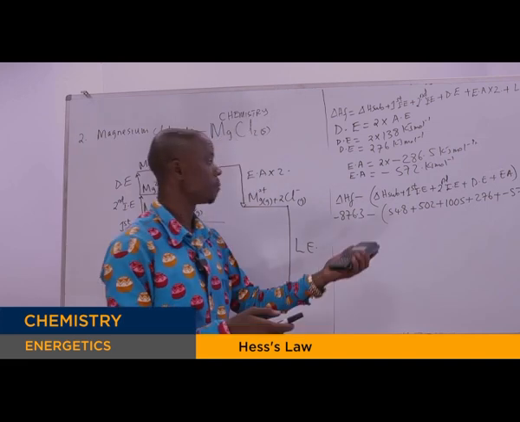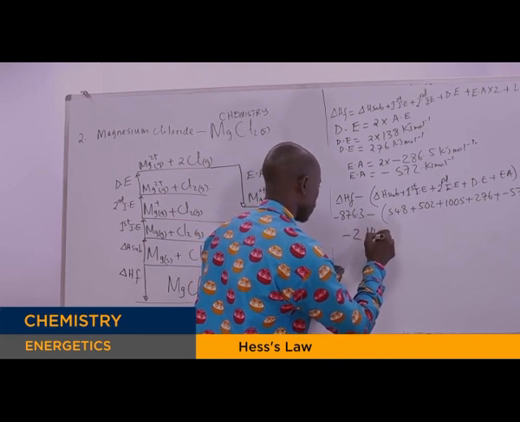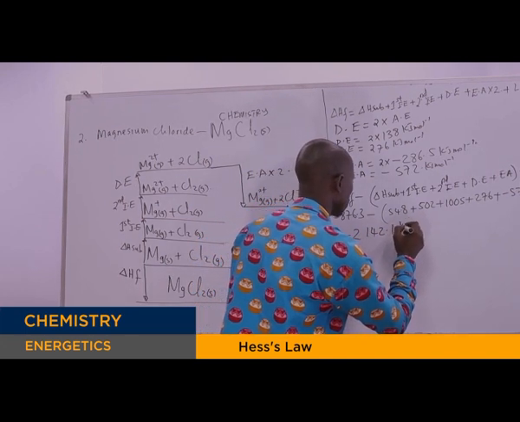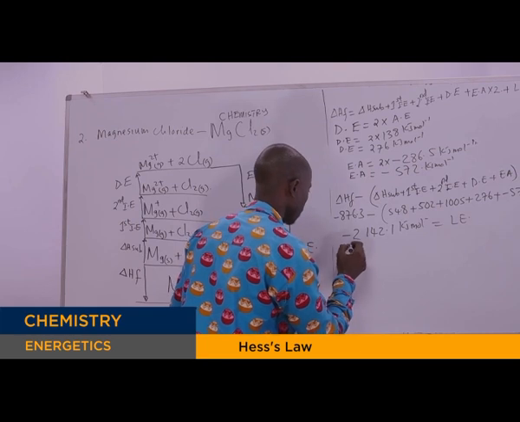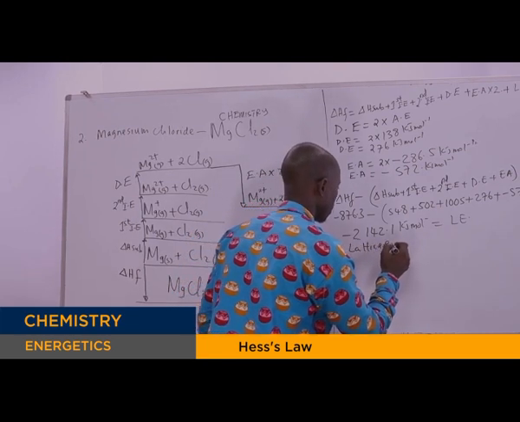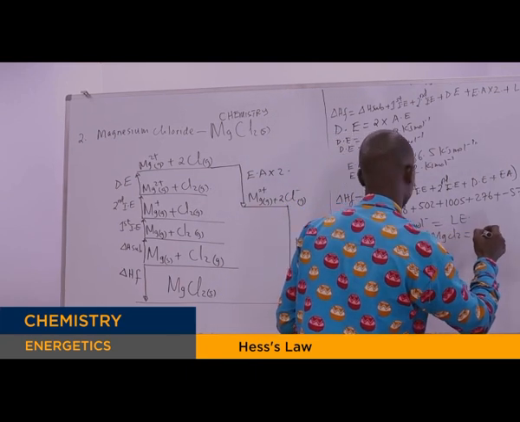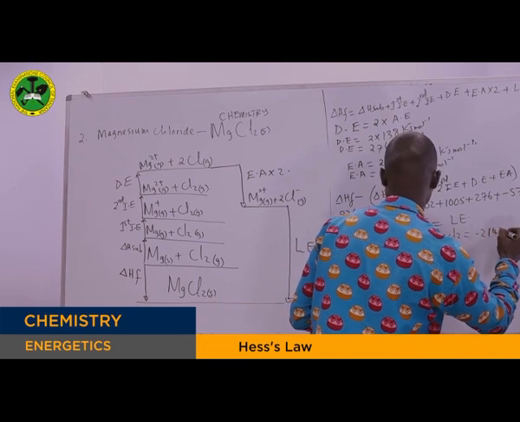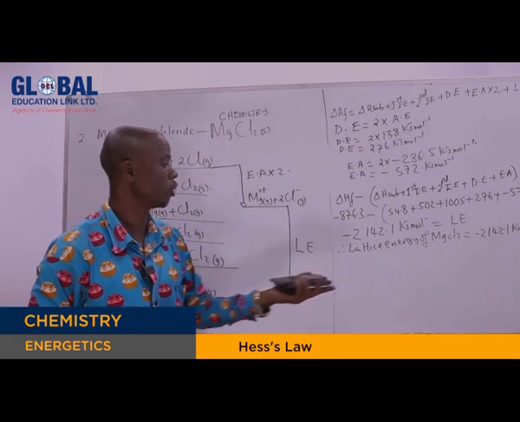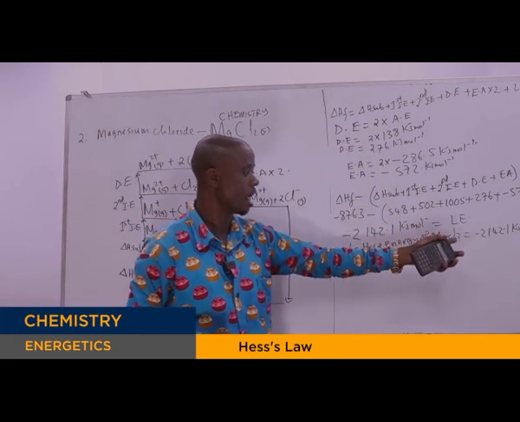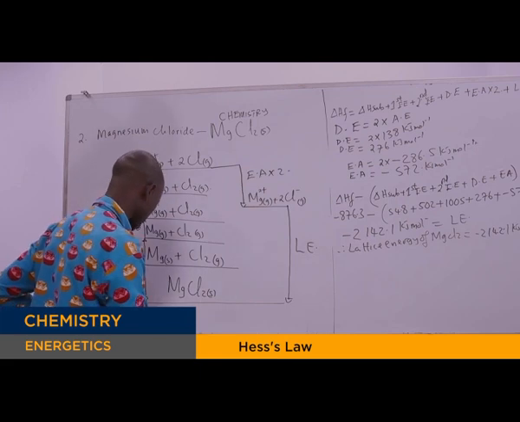Now, my dear students, after making that calculation, you are going to get negative 2,142.1 kilojoules per mole. This equals lattice energy. So the lattice energy of magnesium chloride equals 2,142.1 kilojoules per mole. So that is a very simple calculation that you can make.